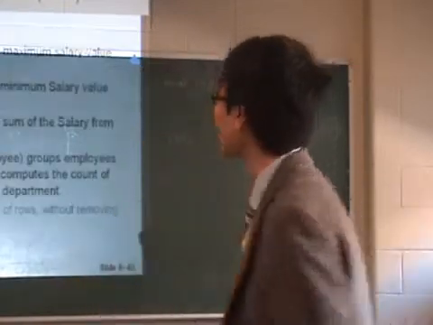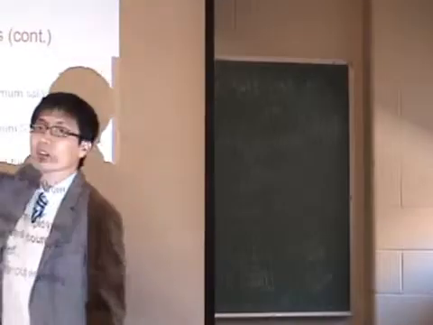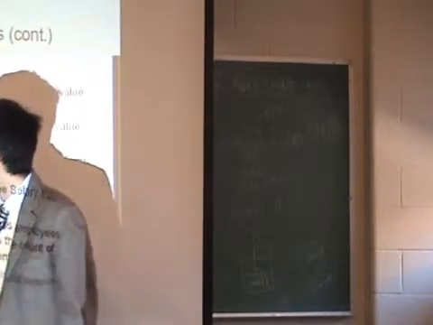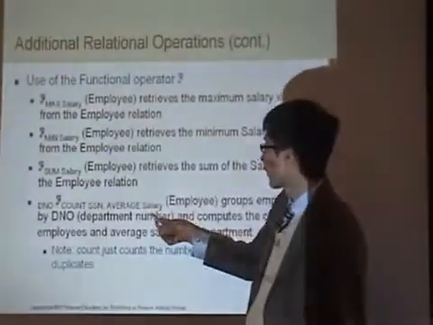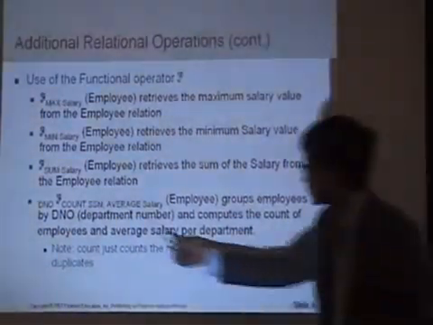So more examples will be here. Maximum salary. What is the maximum salary of the entire employee? Nothing on the left. Minimum, summary, and this one is, for each department, the social security number and salary. It's a count of the number of employees.